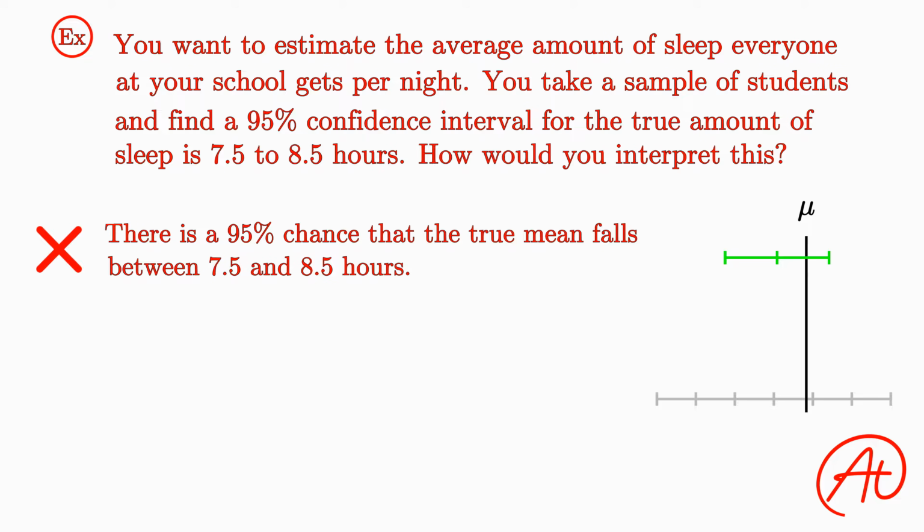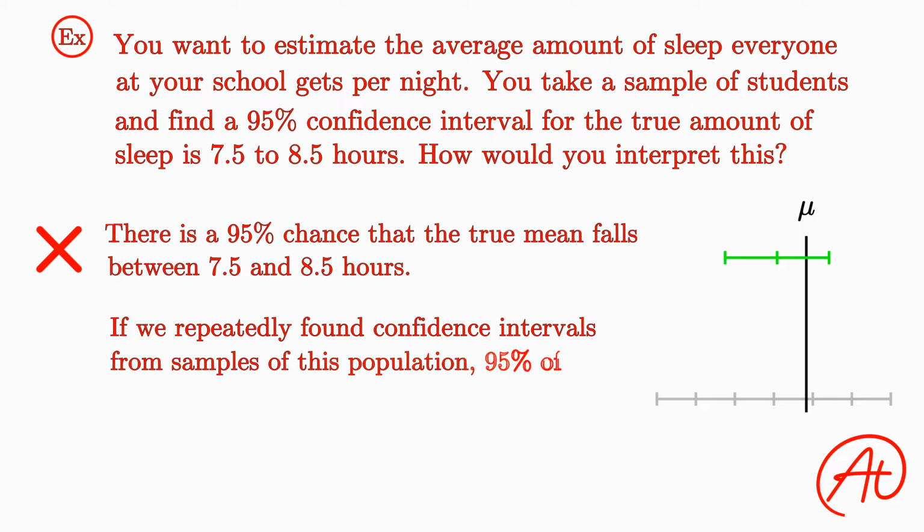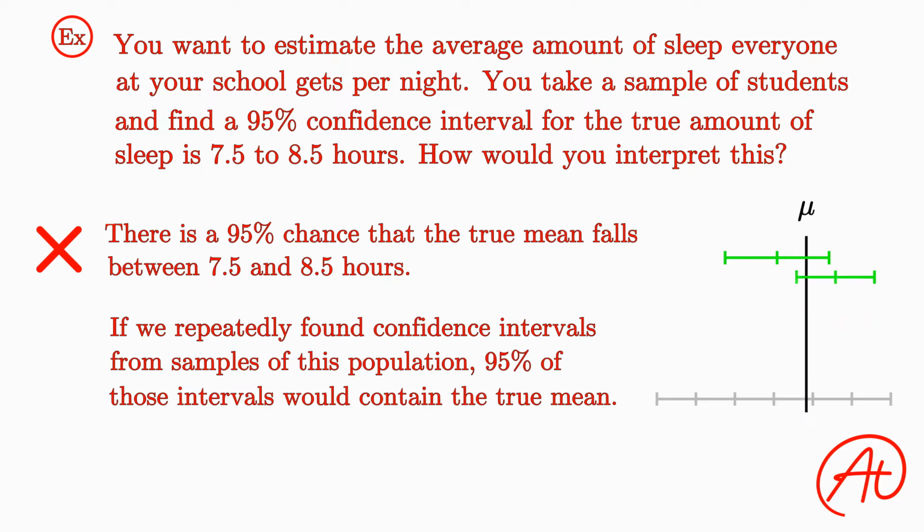Instead, what a 95% confidence interval represents is that if we repeatedly found confidence intervals from samples of this population, like we did in this example, 95% of those intervals would contain the true mean value. Every time you collect a sample, it will have a different mean, standard deviation, and sample size, so we'll end up with a different interval each time. However, as you calculate intervals again and again, 95% of them will include the population parameter, in our case mean, but it could also be proportions.